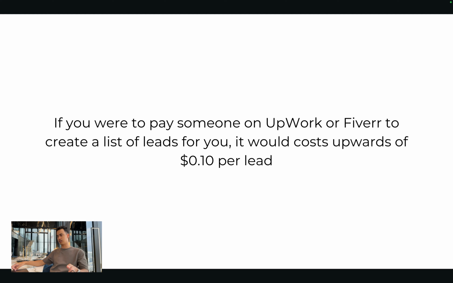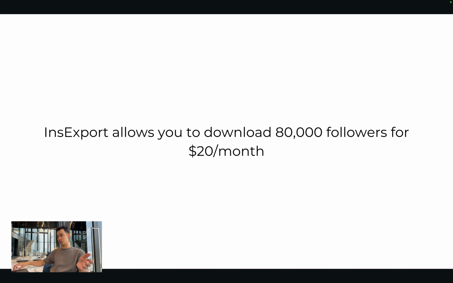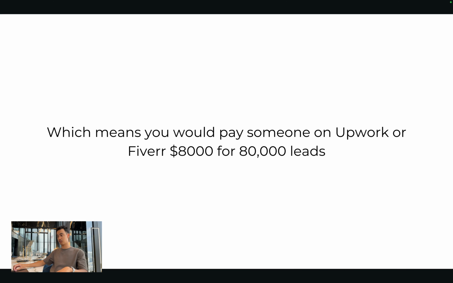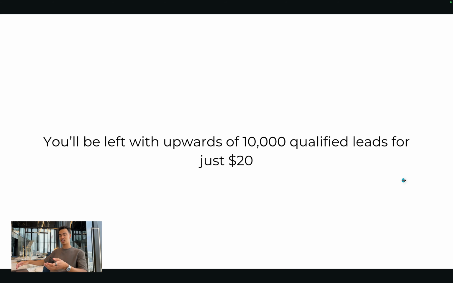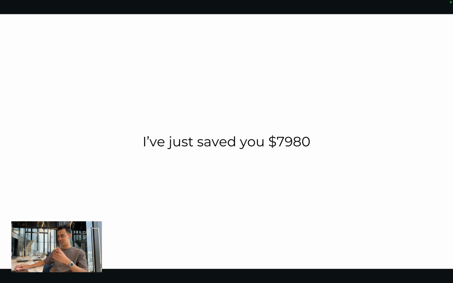Here's the math breakdown of this. If you were to go on Upwork or Fiverr and get somebody to create a list of leads for you from scratch, it would cost you a minimum of 10 cents a lead. If you're getting INS Export to download 80,000 followers for $20 a month, you're saving so much money. On Fiverr, essentially you're paying $8,000 for 80,000 leads at 10 cents a lead, versus $20 for 80,000 leads on INS Export. Come on, that's unbelievable. And even if you chop that down to just 10,000 pre-qualified, you're saving so much money. So right there, I've saved you what? $7,980 just by you watching this video.